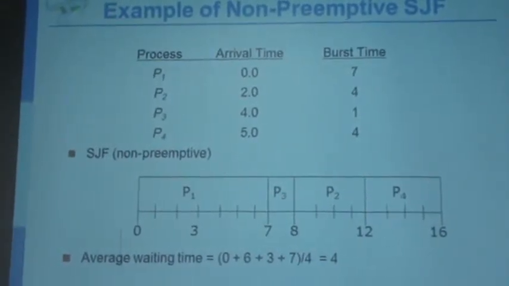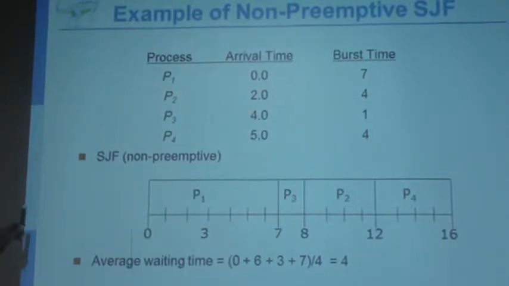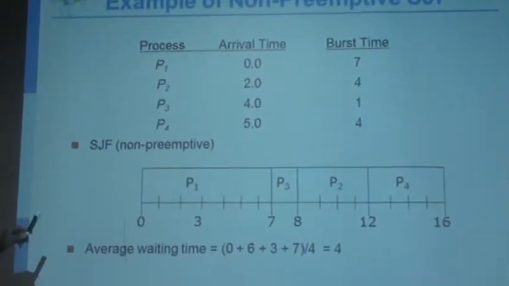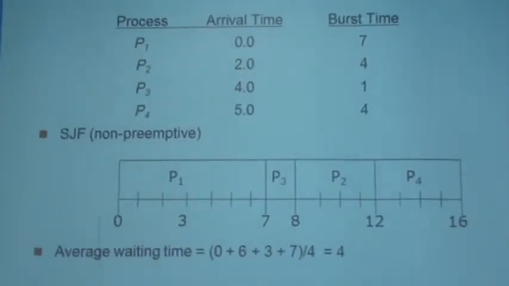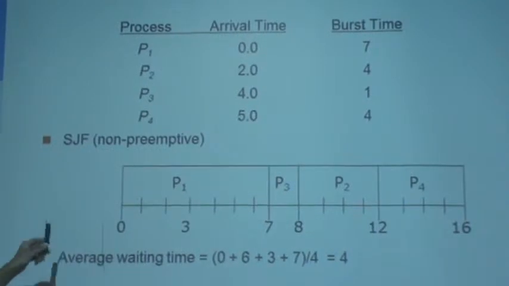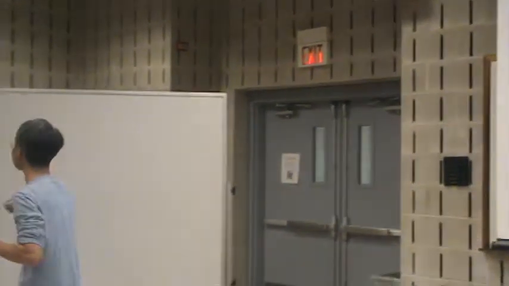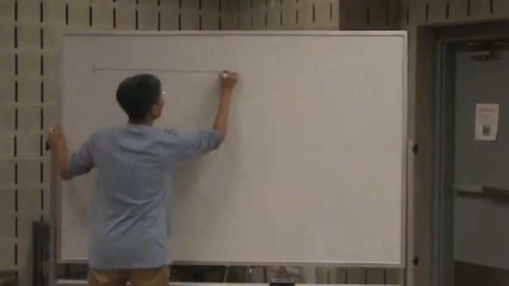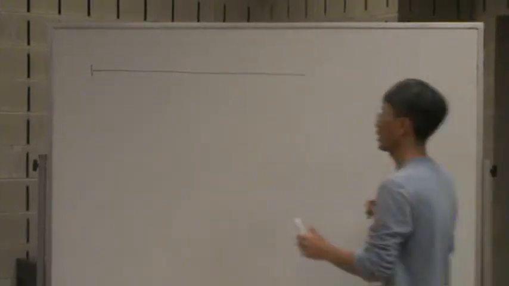So first we have 4 process statuses. Process 1, arrival time is 0, with its CPU burst time. Process 2 arrives at 2 with 4. Process 3 and process 4, arrive at time 4 with CPU burst time 1, and so on. We have 4 processes in the system. So, shortest job first. This is the CPU time. We are going to manage the ready queue. This is the ready queue.